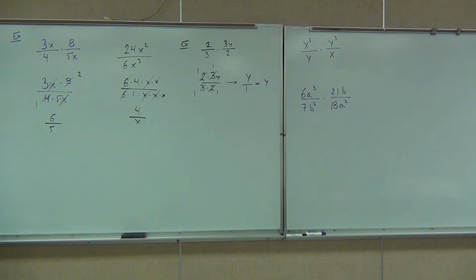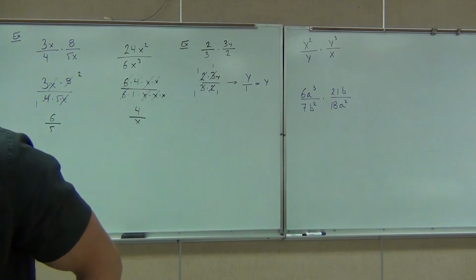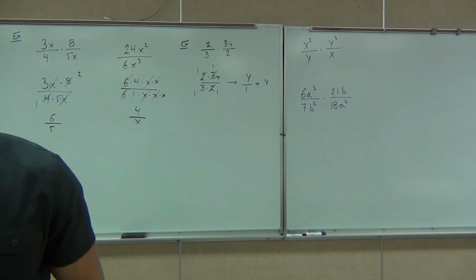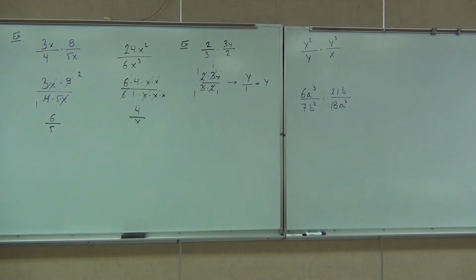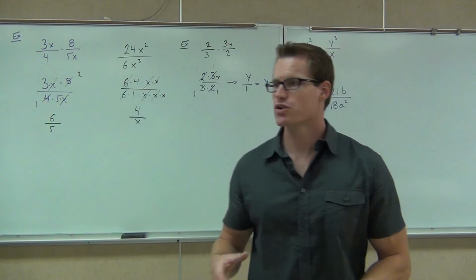So writing as one fraction first, then simplifying anything we can, looking for common factors on both the top and the bottom. That's what we're doing. Let's see what we get on these things. So we have x squared over y times y cubed over x. First thing I need to see from you is make sure that you're writing this as one fraction.